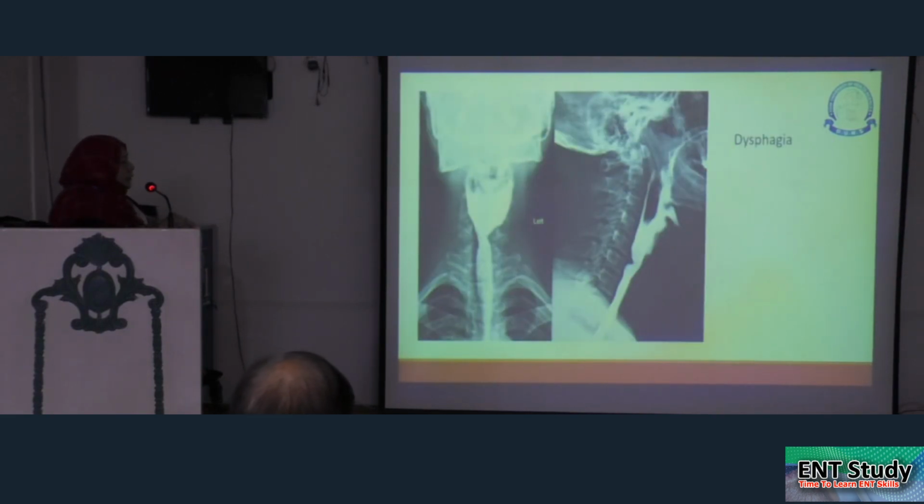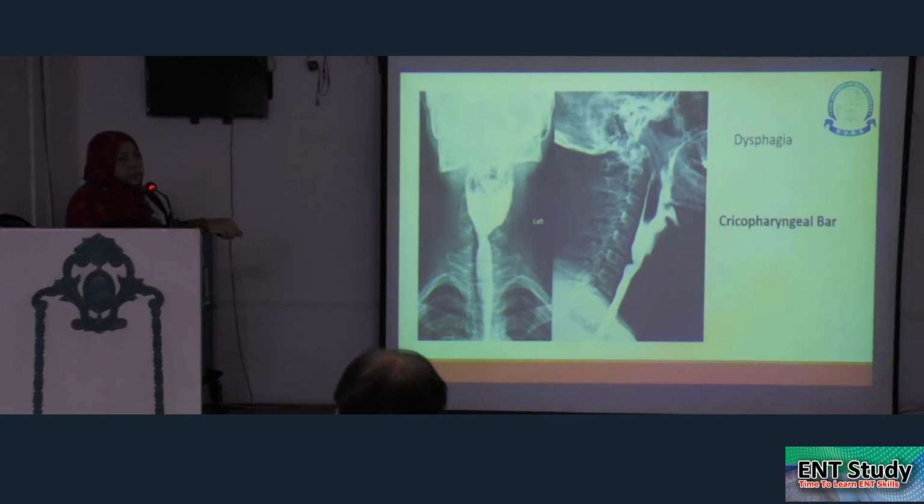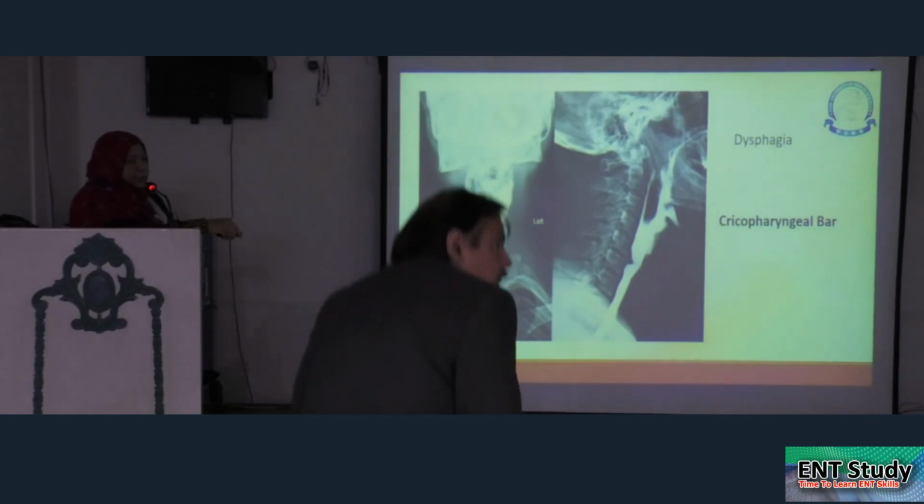This is the X-ray spot film of the contrast swallow of a patient with dysphagia. They show there is a smooth indentation along the posterior wall of the esophagus at the level of C5, C6. It is not along the anterior wall, so not even circumferential. So this is the cricopharyngeal bar, which is always along the posterior aspect of the esophagus.